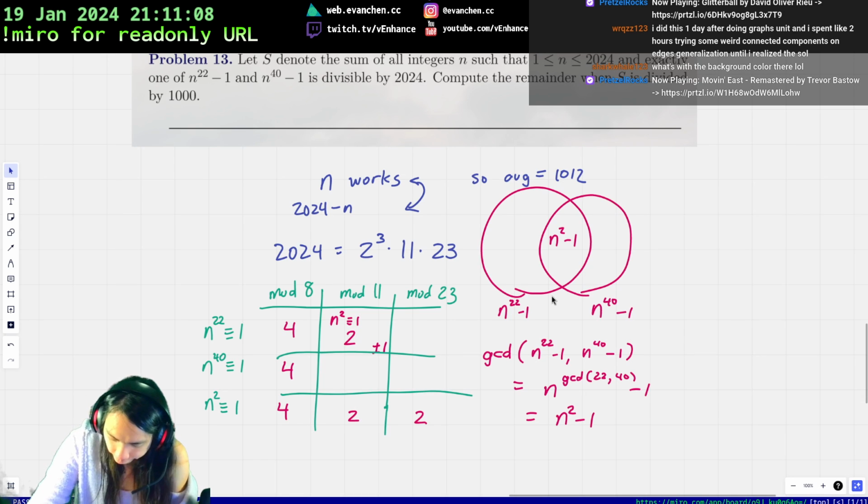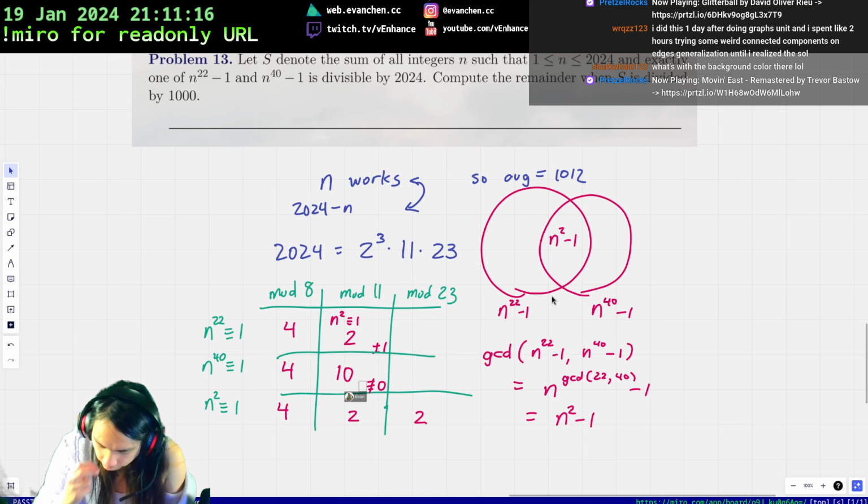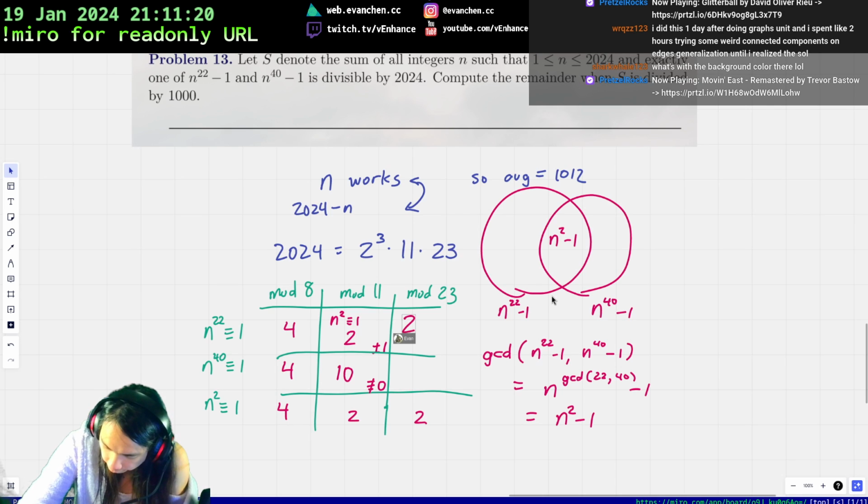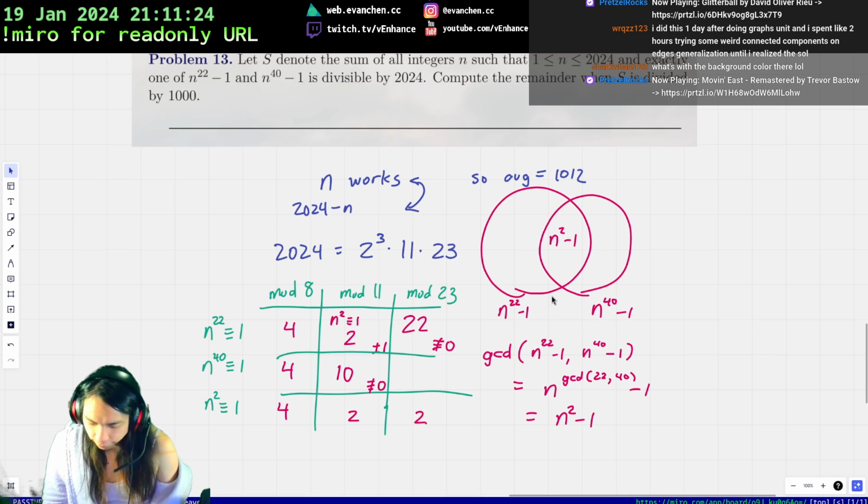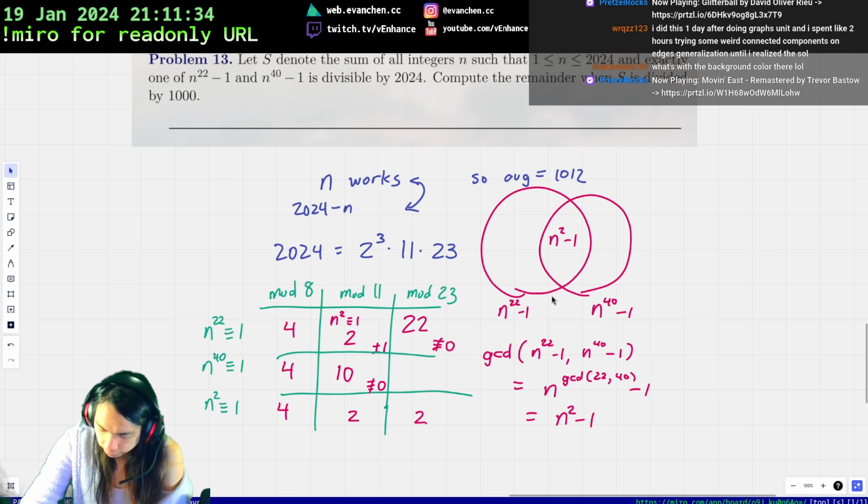And by Fermat's little theorem, this one will be 10 solutions. It's everything that's not 0. Similarly, this thing here, this is 22. This is everything that's not 0. So the only one that's a little annoying to compute if you don't know your theory is how many solutions there are to n to the 40 mod 23. And I think it turns out to be 2, plus minus 1 as well.